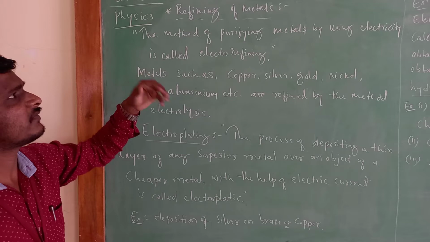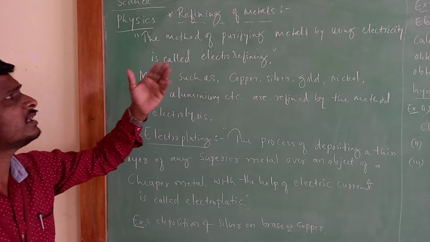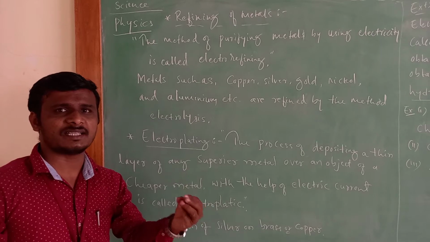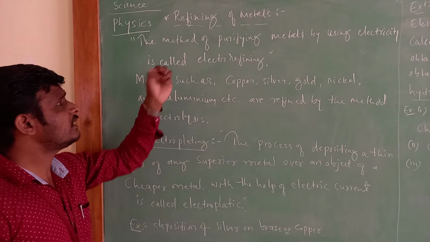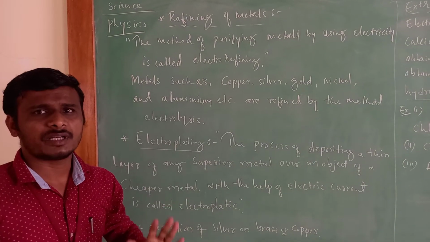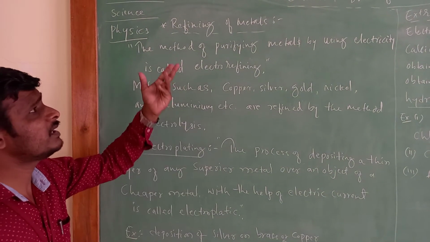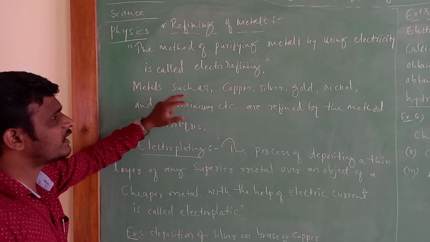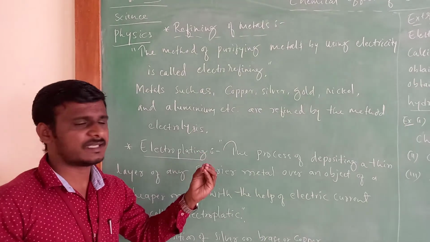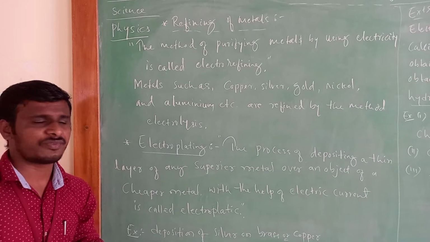So here in refining of metals we come to know what electro refining means. Electro refining is a method of purifying metals by using electricity. When we pass electricity, then we purify those metals. That method we call the electro refining method. Right? The metals such as copper, silver, gold, nickel and aluminium etc. are refined by the method of electrolysis or electro refining, right?